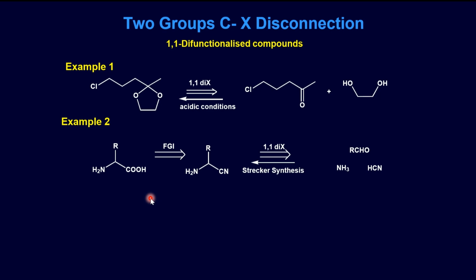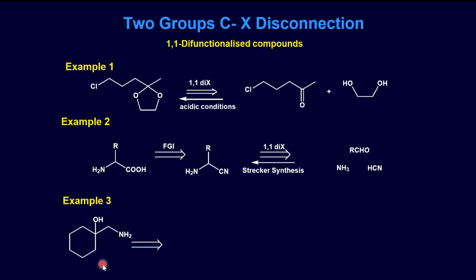Now you can appreciate the strategy of 1,1 disconnection in the case of synthesizing 1,1 difunctionalized compounds. Similarly, one more example I can give. Here it has the OH and CH2NH2. At the first position there is one functional group, and at the second position there is another functional group, the amino group over here. It is actually a 1,2 difunctionalized compound.